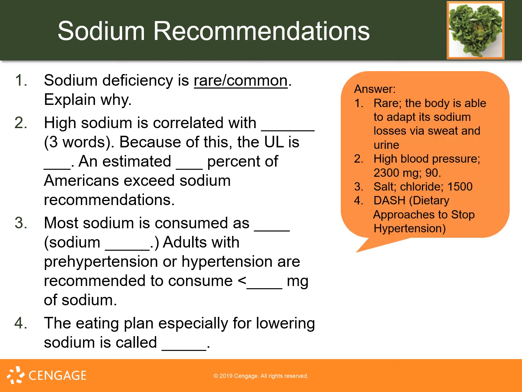So here are the answers. Sodium deficiency is rare. A small explanation is the body is able to adapt its sodium losses via sweat and urine. High sodium is correlated with high blood pressure, also known as hypertension if you're diagnosed with a condition that is permanent. Because of this, the upper limit is 2,300 milligrams. An estimated 90% of Americans exceed the sodium recommendations, and most sodium is consumed as salt, which is known as sodium chloride. Adults with pre-hypertension or hypertension are recommended to consume less than 1,500 milligrams a day of sodium. So for those that have medical conditions, that's the recommendation. The eating plan, especially for lowering sodium, is called DASH, the acronym of the diet, and it means dietary approaches to stop hypertension.